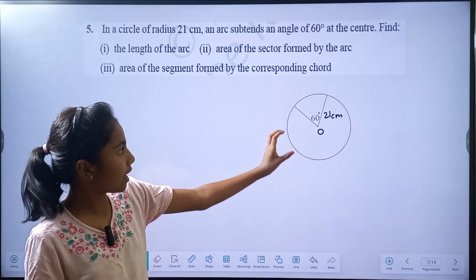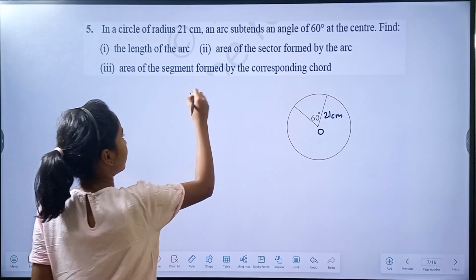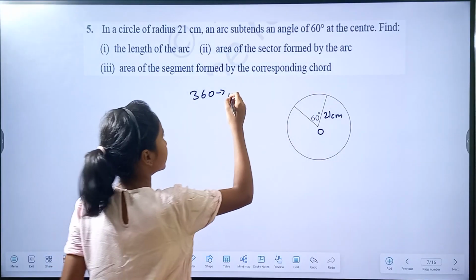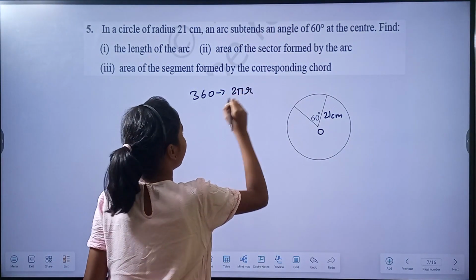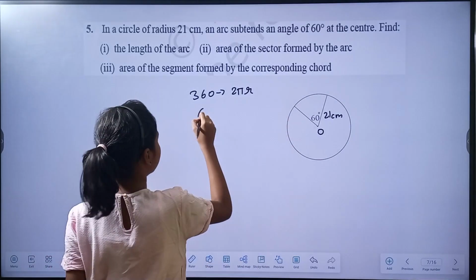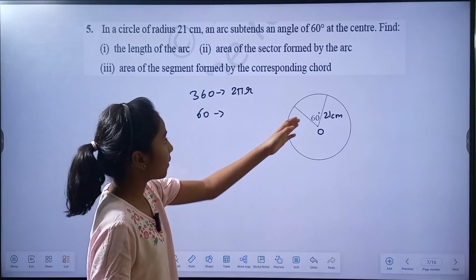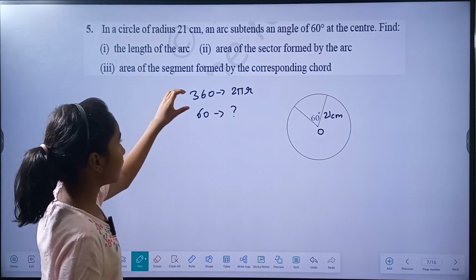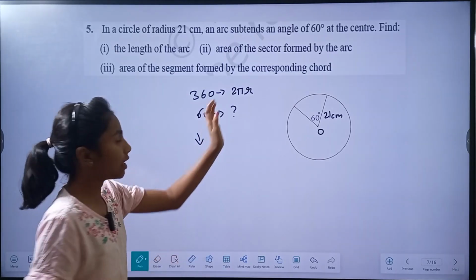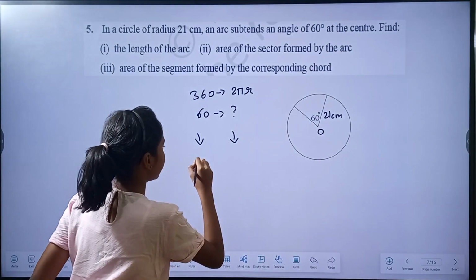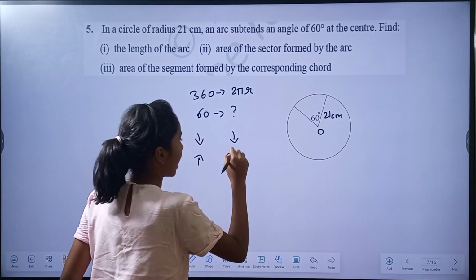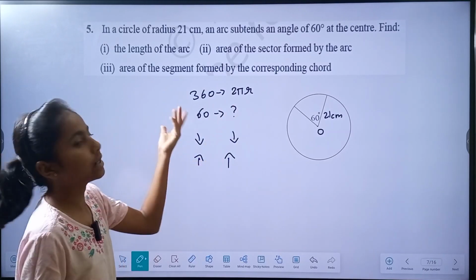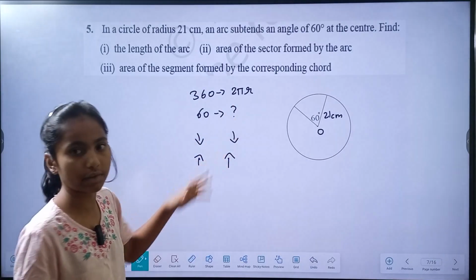Similarly, as we found the area of that sector, we can find the length. For 360 degrees, we have the circumference of the circle, 2 pi r. Now we have to find for 60 degrees. If the angle decreases, then the length also decreases, and if the angle increases, then the length of the arc also increases. So these two quantities are directly proportional, which means the ratios are also equal.